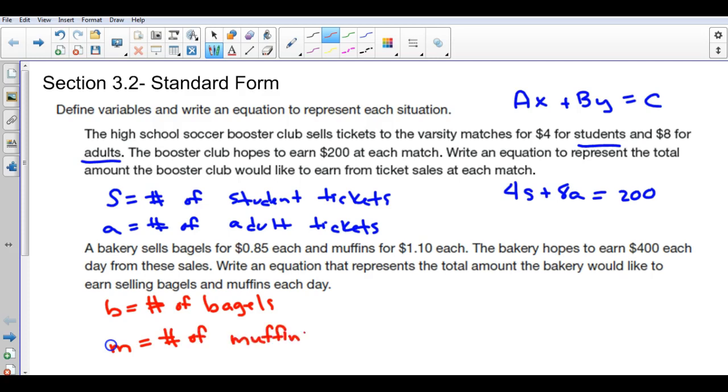Now I'm getting hungry. Okay, so when I write the equation, our coefficients are going to be these two prices, which are constant values. So 0.85 times the number of bagels they sell, plus 1.10, or you could just write it as 1.1, times the number of muffins they sell, and they want to reach $400.